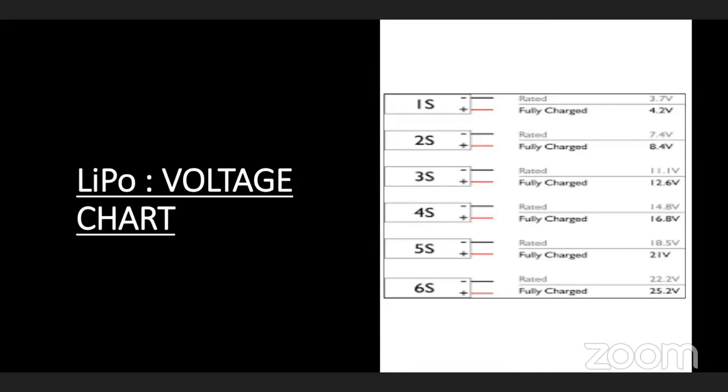1S means the nominal voltage of a LiPo cell is 3.7 volt, and if we charge it fully, then it becomes 4.2 volt. If we are using two cells in series, then we need to multiply it. So the maximum voltage which those two electrochemical cells of the LiPo battery give us is 8.4 volt, whereas at nominal voltage, we get 7.4 volt.